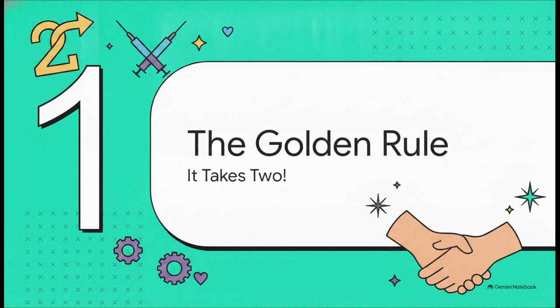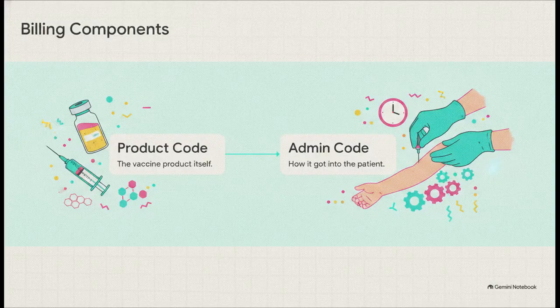Starting with Section 1, the golden coding rule. And remember, it takes 2. Every single time you're coding for a vaccination, you absolutely must remember this simple mantra. It takes 2. You literally cannot just bill for the vaccine liquid itself, and you can't just bill for the nurse actually giving the shot. Full reimbursement requires both pieces of the puzzle.